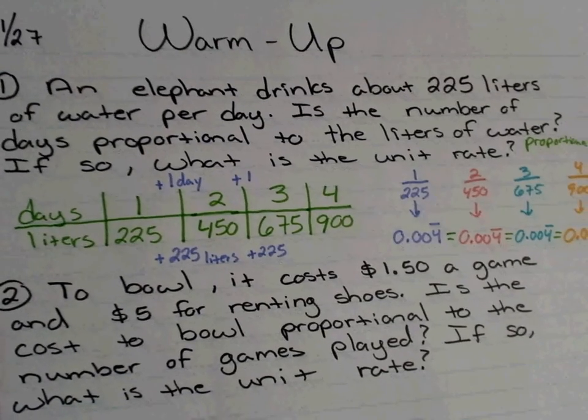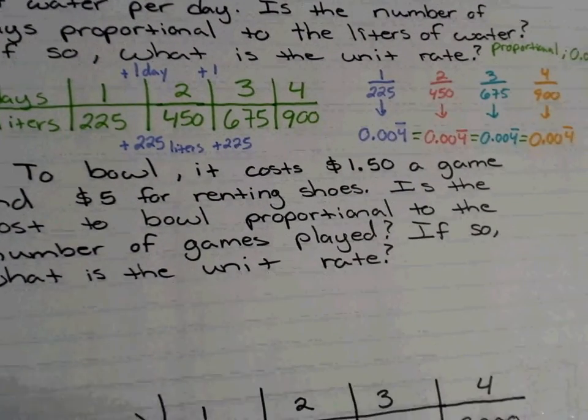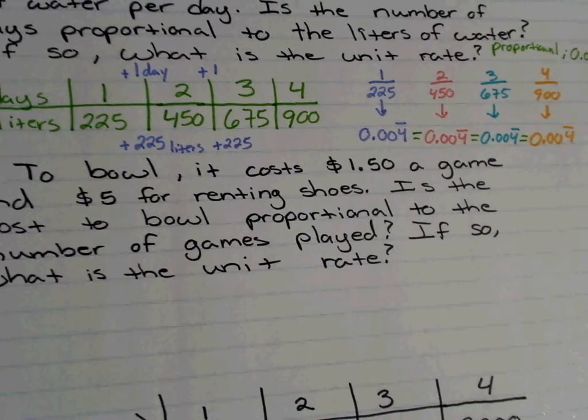Oh, you want to give me the answer to number 2? All right, so for number 2, is that proportional? No. Because it says each game is $1.50, and then for my rental shoes $5. But since you don't need to keep on renting shoes, every time it's only going to add $1.50. Very good. That's a perfect explanation right there, Darius.